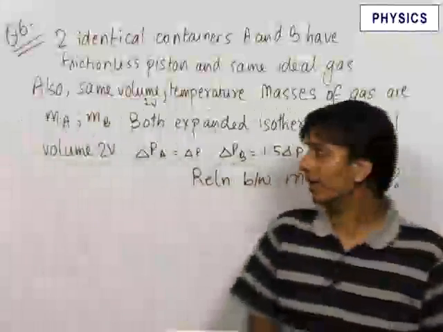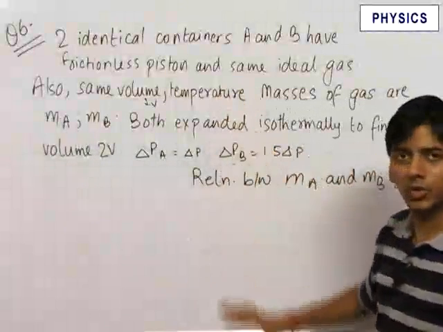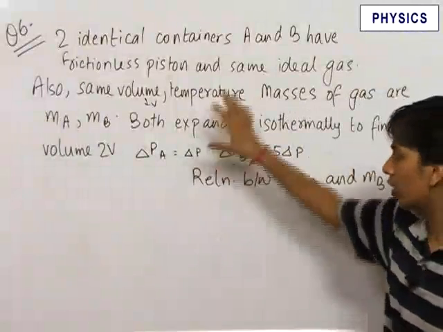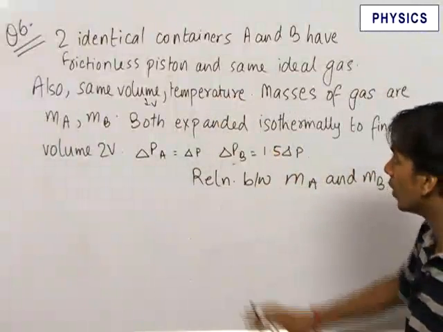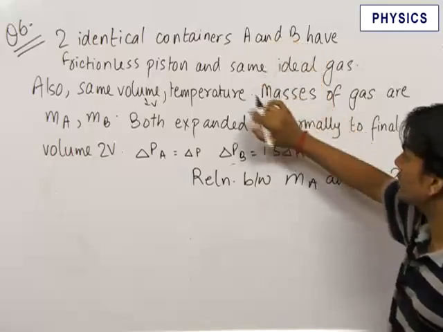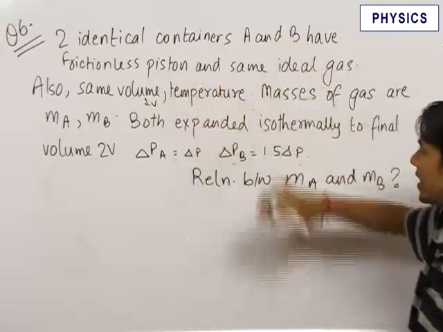So the sixth question that we have seems quite big, but it is quite simple, which is generally the case with longer questions. They seem big, but they are very easy to solve. You have two containers A and B, which are identical and have frictionless pistons and the same ideal gas.